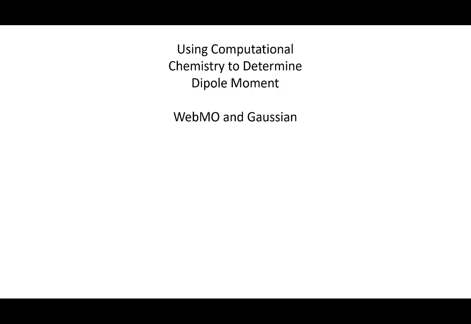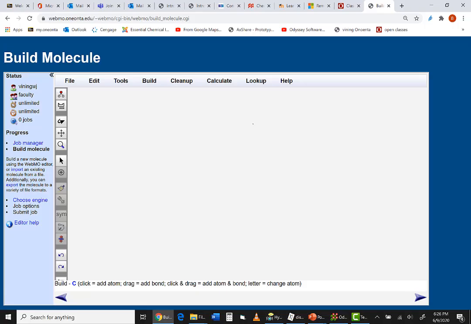We're now going to show how to use a computational chemistry program to determine the dipole moment of a compound. This is going to use an interface called WebMO and a calculation engine called Gaussian. The first thing we need to do is sketch out our molecule. The molecule we're going to do is acetonitrile.